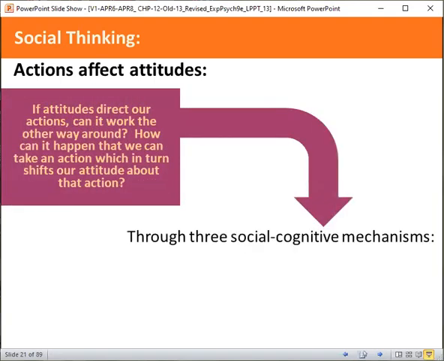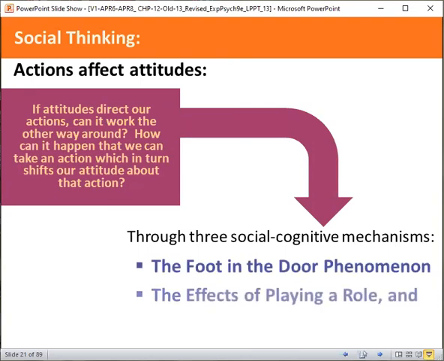So through three social cognitive mechanisms, this happens. The foot in the door phenomenon, the effects of playing a role or role playing, and cognitive dissonance. So again, if attitudes direct our actions, can it work the other way around? How can it happen that we can take an action which in turn shifts our attitude about that action? Let's see how it works.